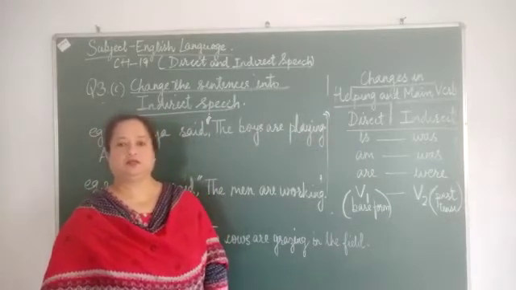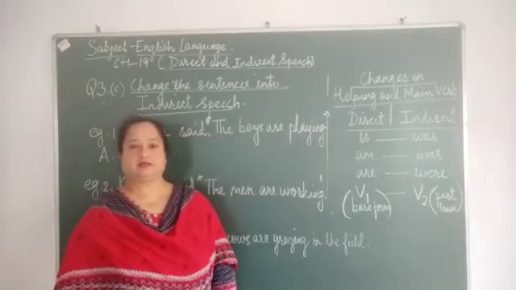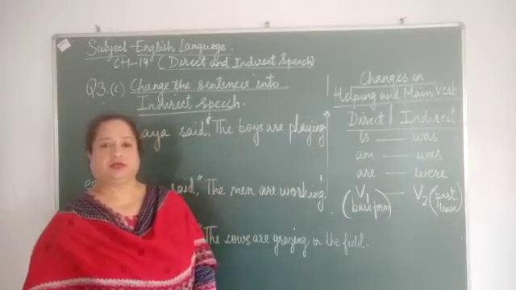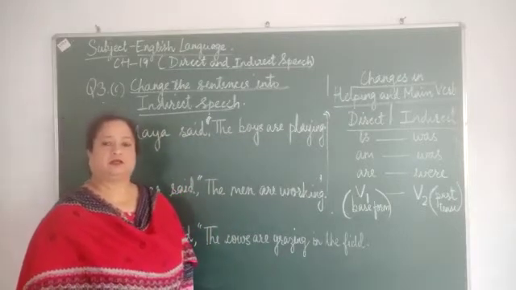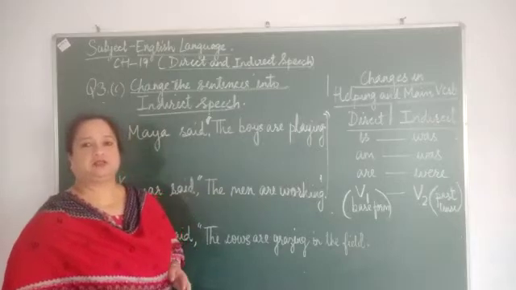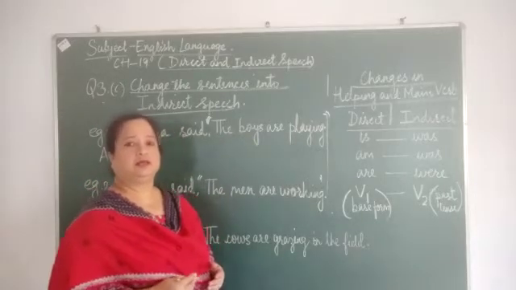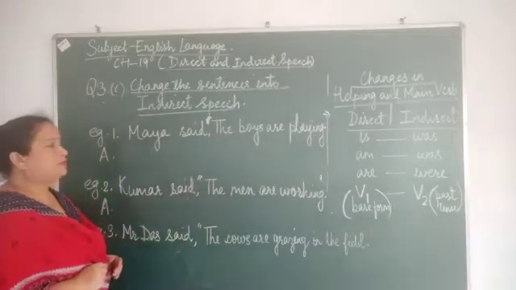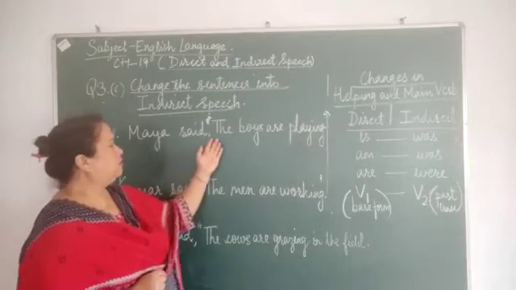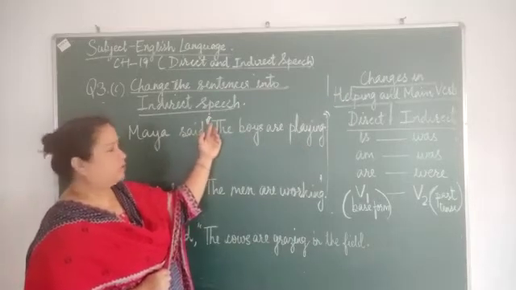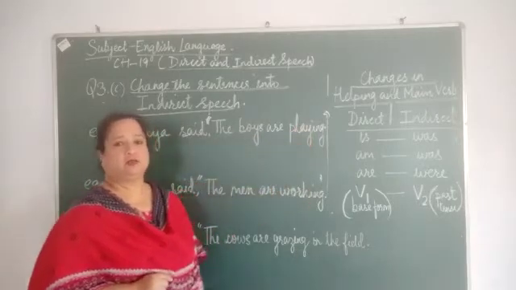Today we are going to continue with chapter number 19 and we will be learning how to write sentences from direct to indirect speech. Now children, in the previous class we learned the different changes that were there for making sentences into indirect speech. Now when we look at the sentence over here, we have: Maya said, "The boys are playing."